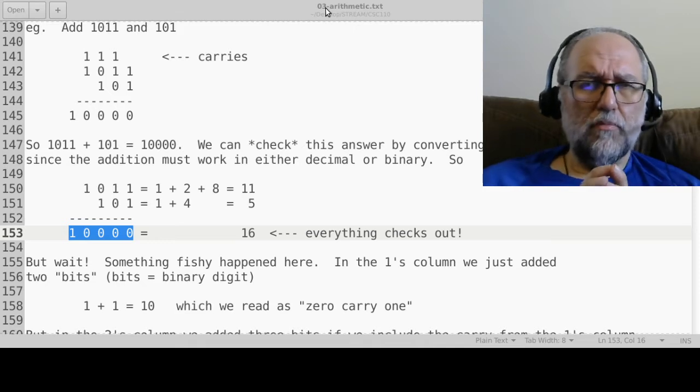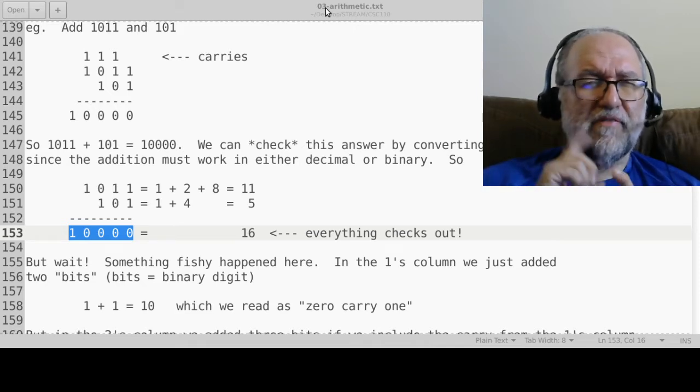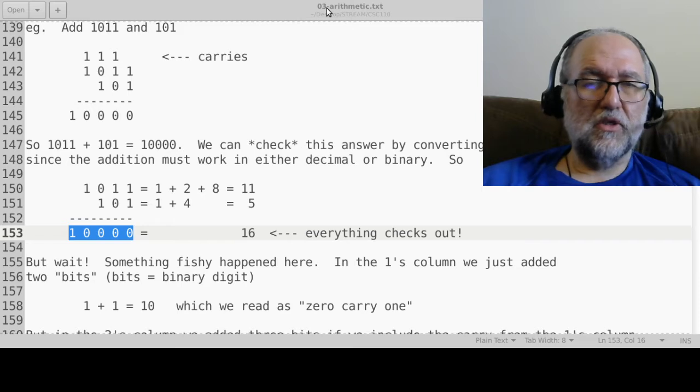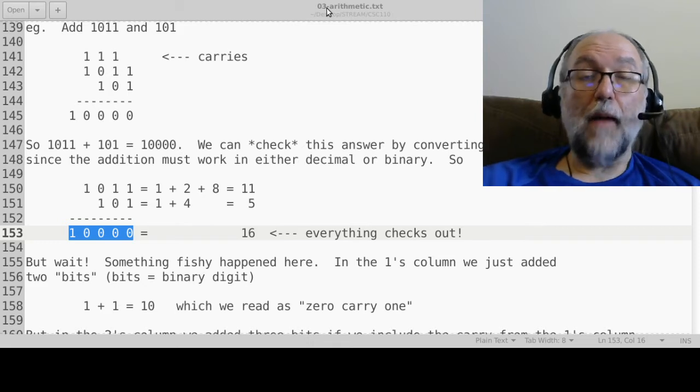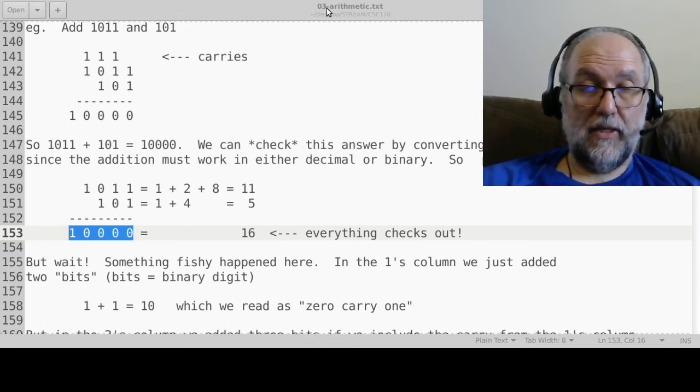All right, now before I move on, I pulled a fast one on you, okay? And so there's something fishy there. You'll notice that in the ones column, I only added 2 binary digits. By the way, a binary digit is known as a bit. Okay, we're going to start using that word more often.